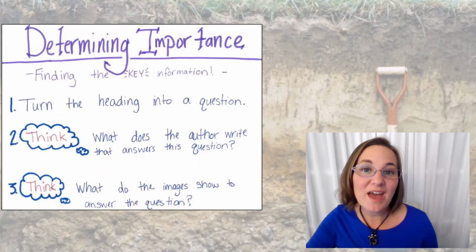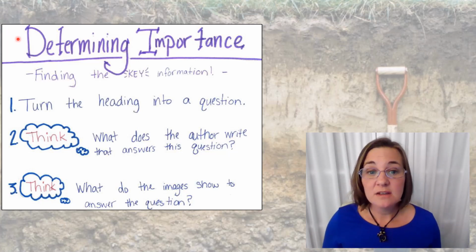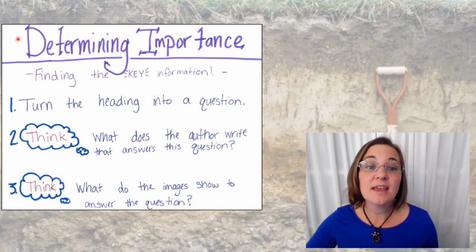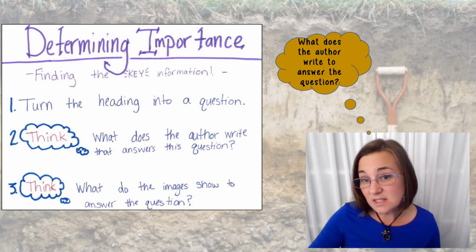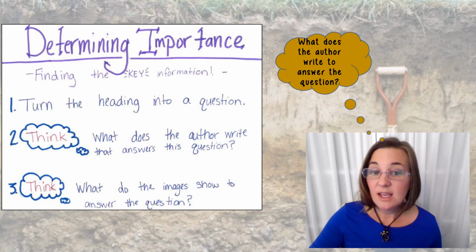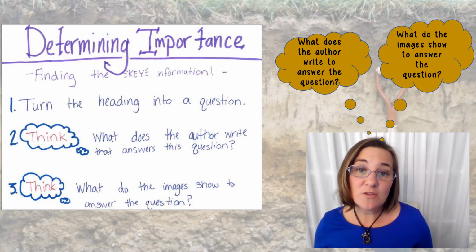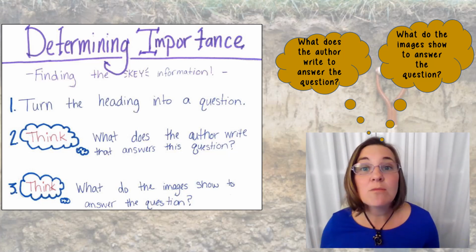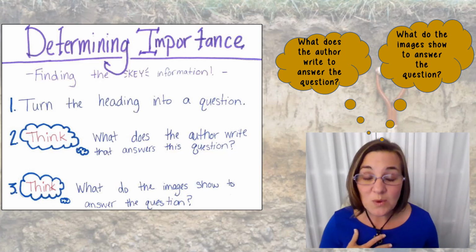You may remember that in Unit 1, we learned how to determine which were the most important points in a text. We did this by turning the heading into a question. And then we think, what does the author write to answer the question? And what do the images show to answer the question? If we answer that, then we can find out the most important points that the author's trying to include in their text that we need to remember.